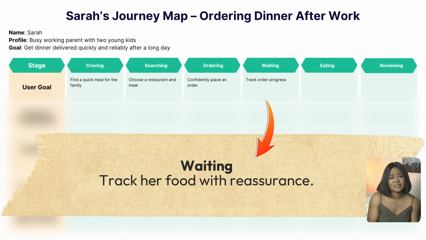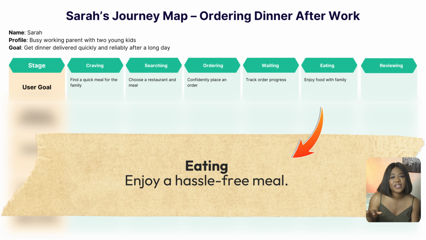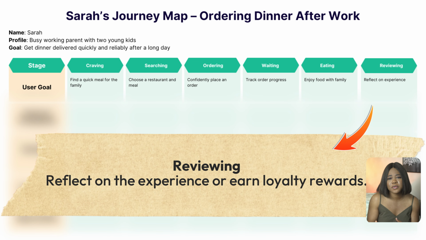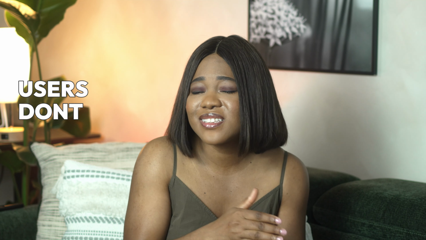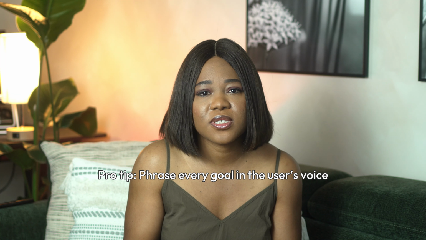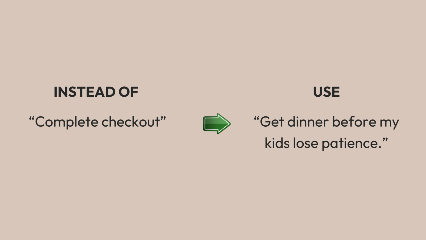While waiting, she's thinking, how can I track my food with reassurance? And when she's eating, she's enjoying a hassle-free meal. And finally, while reviewing, she's reflecting on the experience or trying to earn loyalty rewards. Framing goals this way keeps the map human-centered because users don't care about features, they care about outcomes. Here's a pro tip. Phrase every goal in the user's voice. For example, instead of using complete checkout, you can say, get dinner before my kids lose patience.